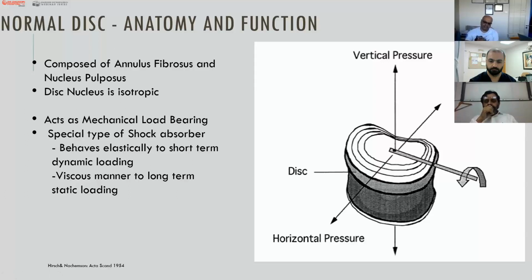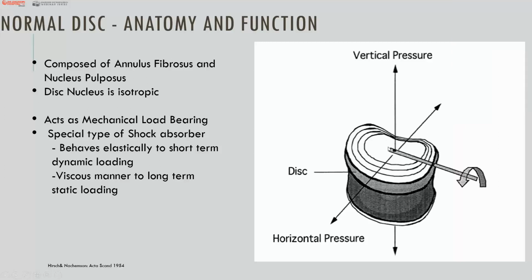Normal disc anatomy: you can see that this comprises a vertebral body and the disc. The disc is made of annulus and nucleus. The nucleus is isotropic, that would mean that it transmits pressure equally in all directions.